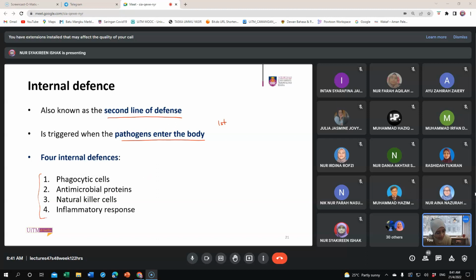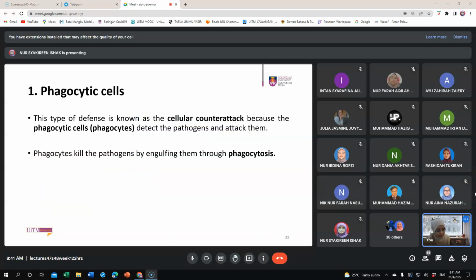Which is the phagocytic cell. Phagocytic cells are the neutrophil, macrophage, and also eosinophil. And then you have the antimicrobial proteins. We are going to look at the mechanism exhibited by the antimicrobial proteins. And then the NK cell, the natural killer cell, and also the inflammatory response. So all these you should know the explanation. Okay, so let's look at the phagocytic cell first.